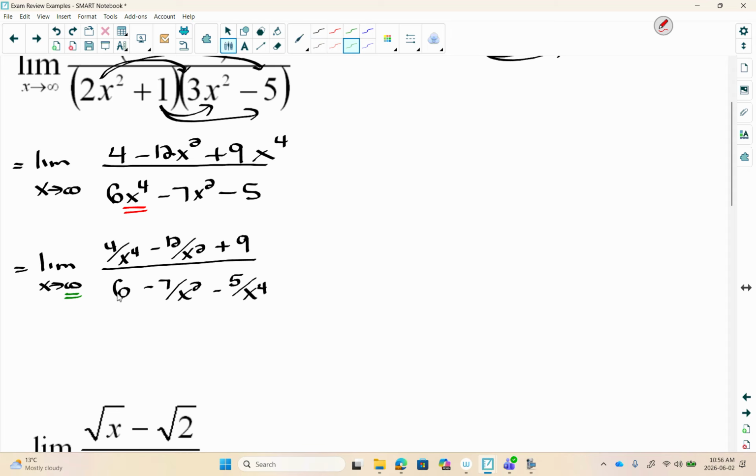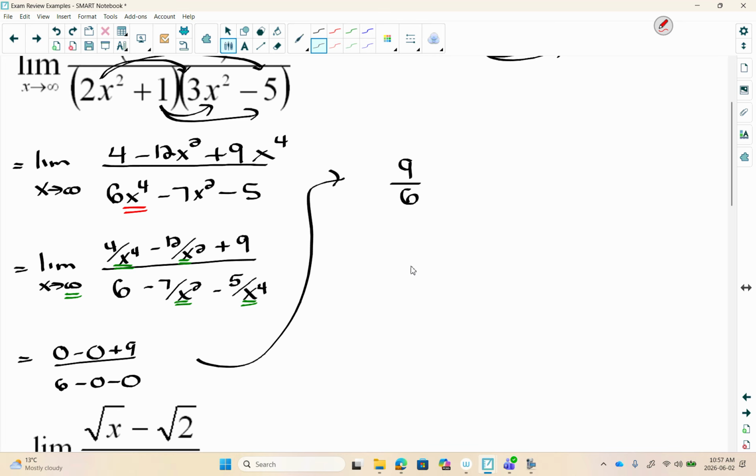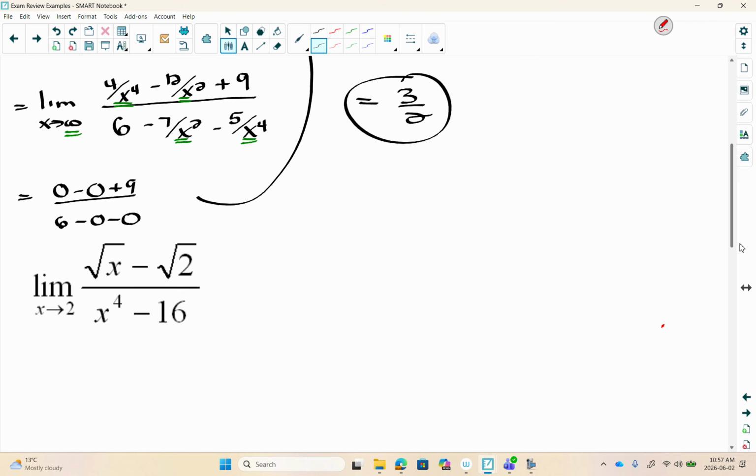Now I can do direct substitution. What happens to all of these terms that have x's in their denominator? They go to 0. Wicked. So I'd have 0 minus 0 plus 9 over 6 minus 0 minus 0. That would end up being 9/6, which would reduce to what? 3 over 2. And that's my answer, 1.5. The further right I move, the closer that function would come to a height of 3/2, or 1.5.